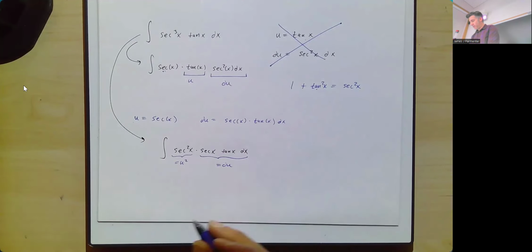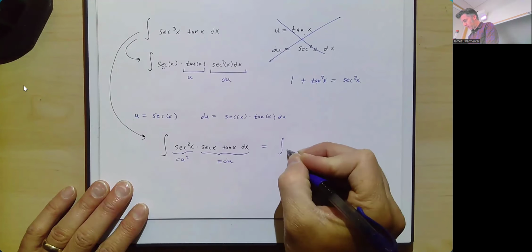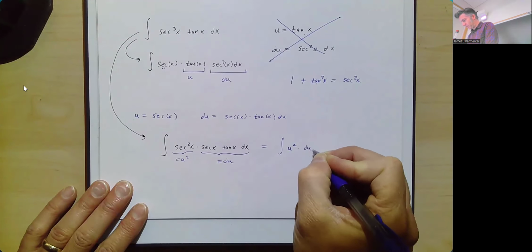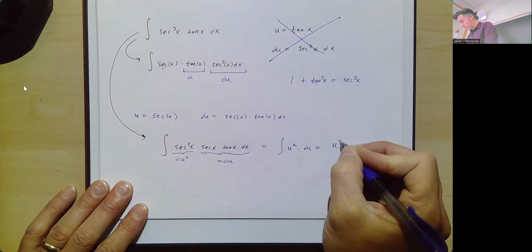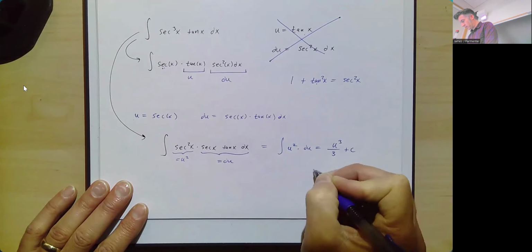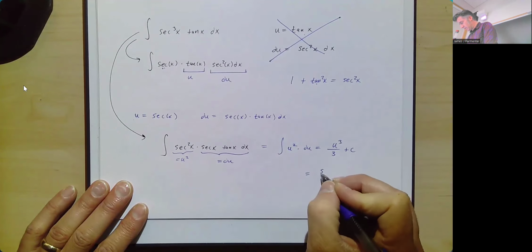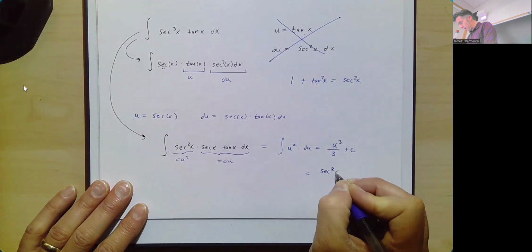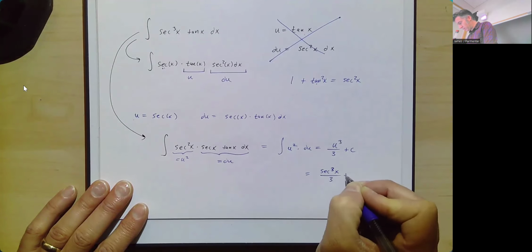So then I have the integral of u squared times du, which is u cubed over 3 plus c, which is secant cubed x over 3 plus c.